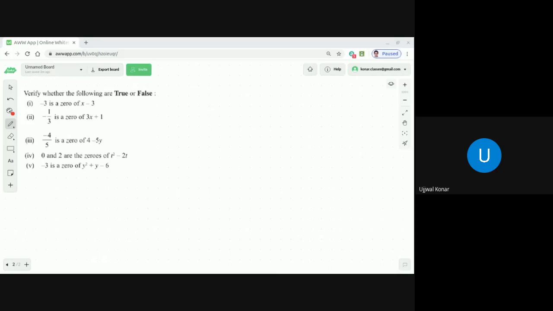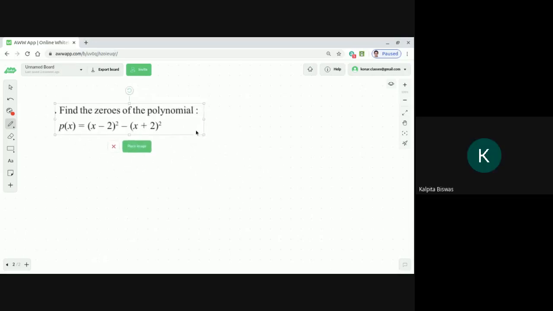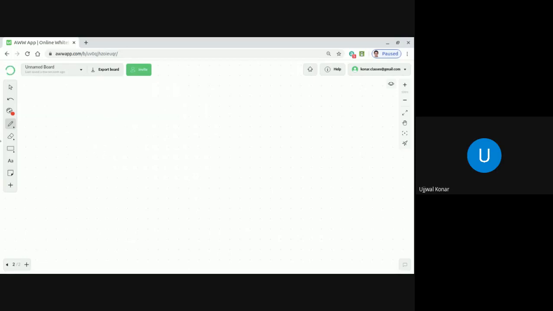Next one. Yep, next one, please. Anyone has any doubt in DPP 7? No? So I have a bit of doubt in question number 8. Question number 8. Find the zeros of the polynomial. This question you are talking about? Yes, sir. So let's find it out.